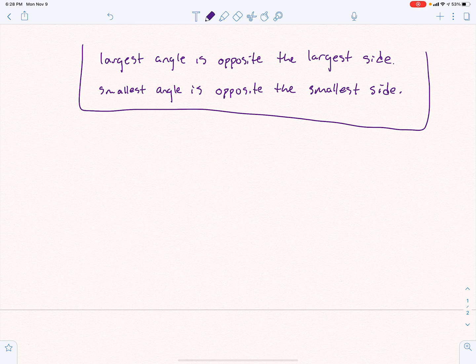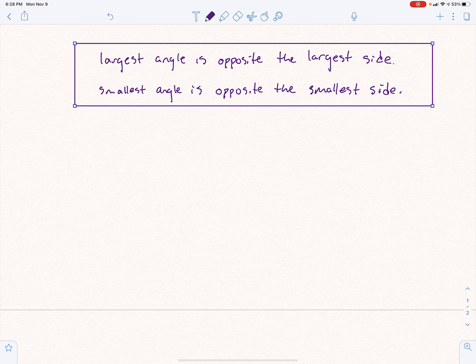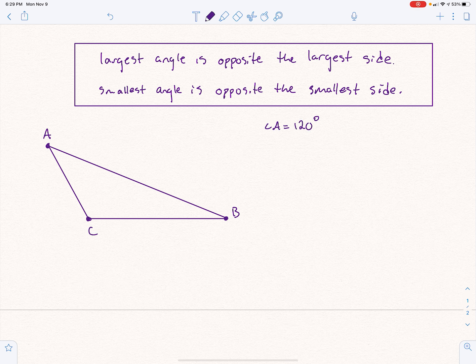Without even knowing what the actual numbers are for the smallest side and the larger side, I can tell which one's the biggest and which one's the smallest based on the angles, and vice versa. For example, if I had a triangle that looked like this, and let's call it triangle ABC, and angle A is equal to 120 degrees, angle B is equal to 40 degrees, and angle C is equal to 20 degrees. Then we're going to find the largest side and the smallest side.